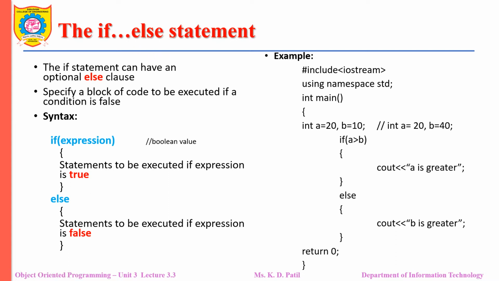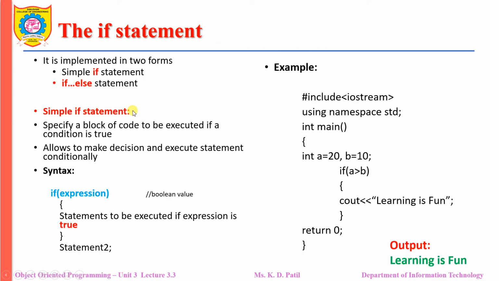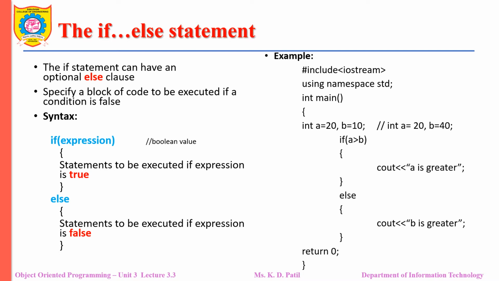The if statement can have an optional else clause, and it is used to specify the block of code to be executed if the condition is false. Okay, now in the previous example we have seen that if the condition is true, then only the block will be executed, but here if the condition is false, then the alternative block will be executed.